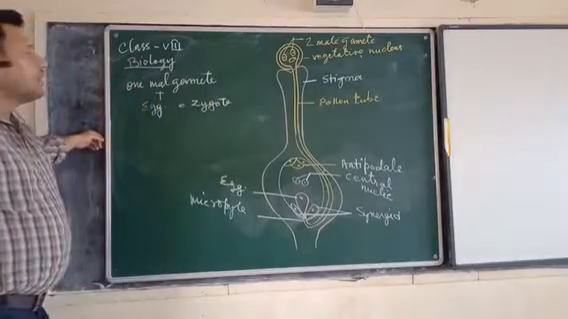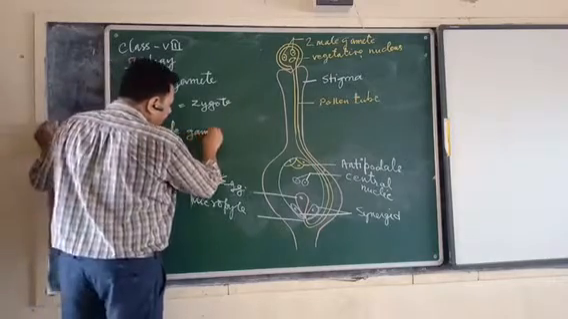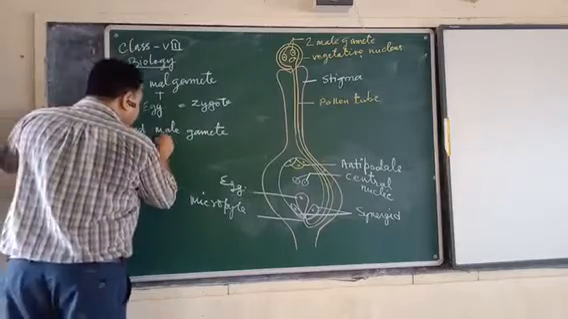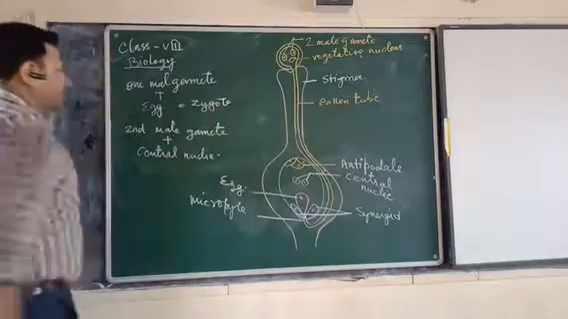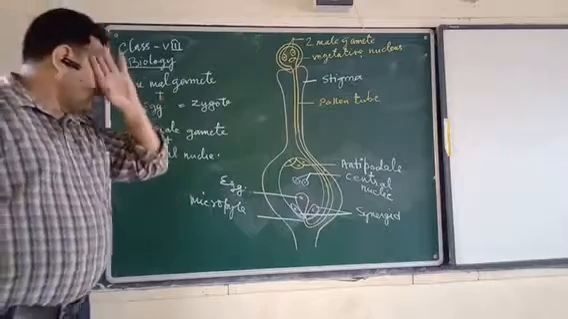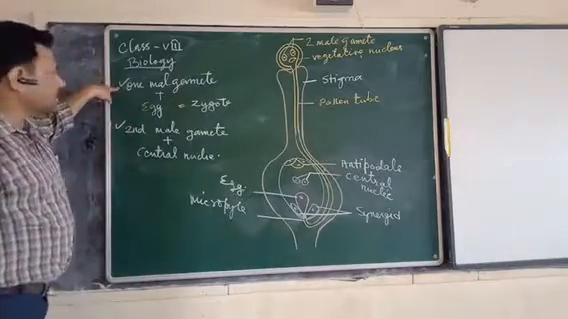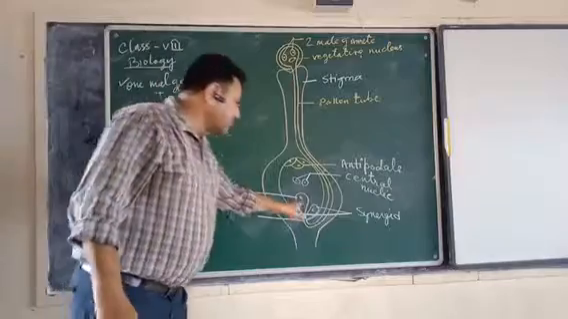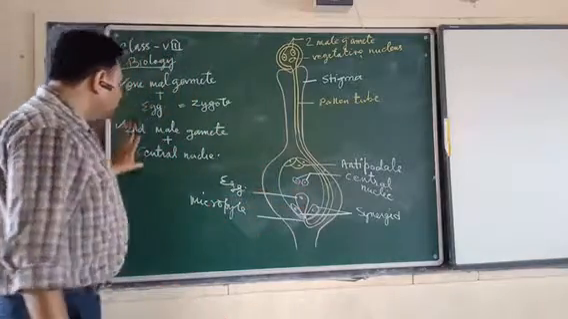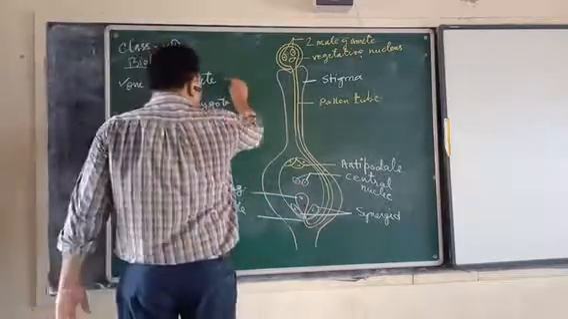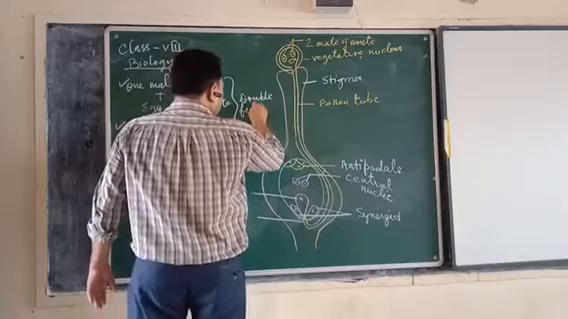So one is fusing with the egg and forming a zygote, while the second male gamete is fusing with the central nuclei. Because you can see fertilization is taking place two times. One male gamete is fusing with this egg and another male gamete is fusing with the central nuclei. So two fertilizations are there. Therefore, this particular process is known as double fertilization.